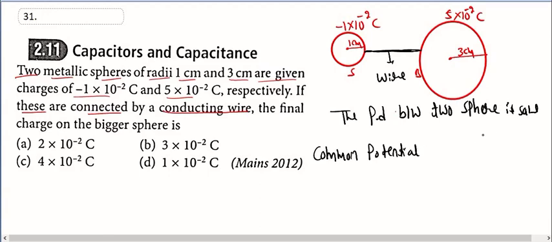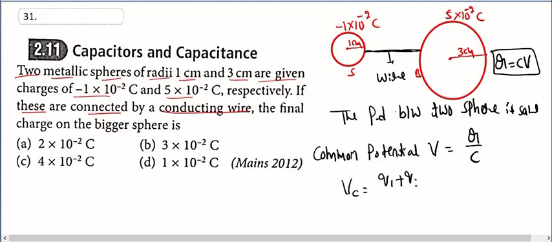So the common potential, V is equal to, what is the formula? Q is equal to C into V. So V is equal to charge divided by C. In the common potential, charge is equal to Q1 plus Q2, the total charge, divided by C1 plus C2.